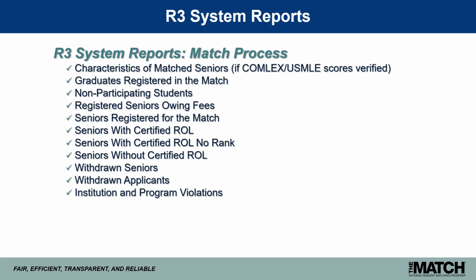Also of note, I think, is the institution and program violations report that's listed at the very bottom. This report identifies institutions and programs that have confirmed violations of the match agreement, what the nature of the violation was, and what sanctions were levied, if any. This report is available only to school officials, school administrators, and applicants. So it's not a report that institutions and programs can access. It's strictly there to inform and guide schools and applicants.